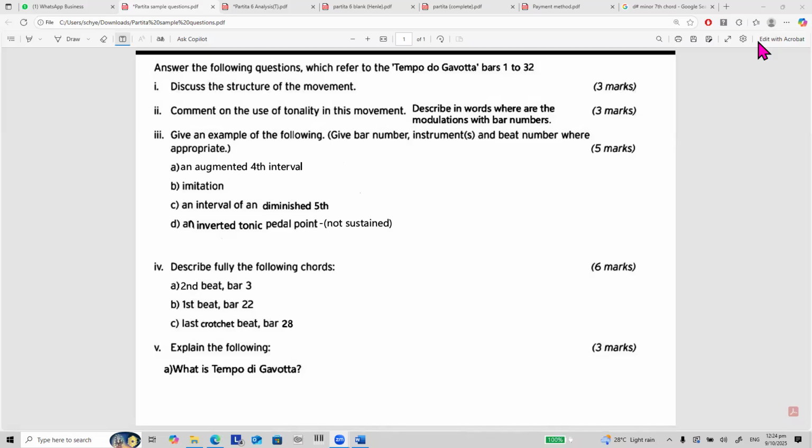Hello everyone, welcome back to the lesson regarding the Bach Partita. And I have a blank score here. So this partita is asking about the movement of tempo di Gavotta.